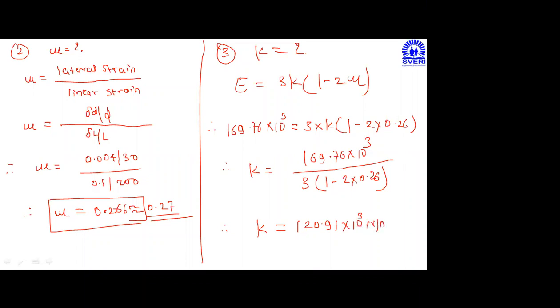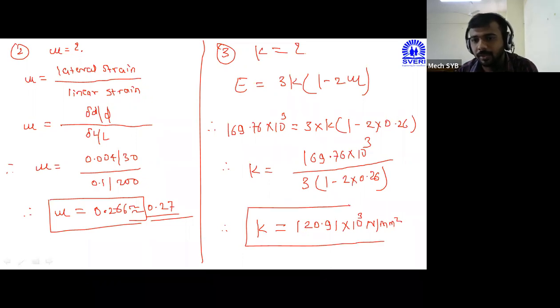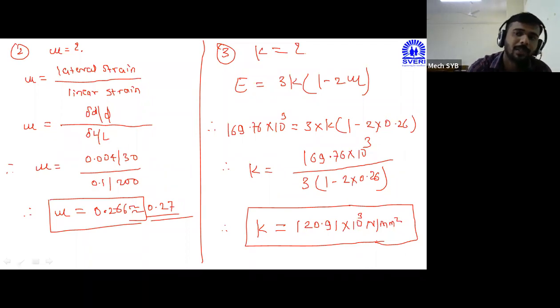Everyone please check your answer with this. Send your answer in the chat box. 120.91 into 10 raised to 3 Newton per mm square. So simply we have used one relation between Young's modulus E and K, and we have calculated the things.